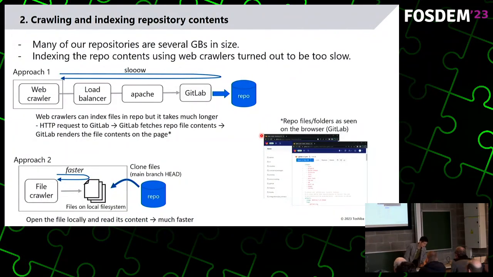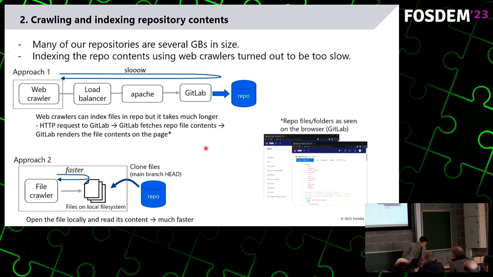The second one is about repository contents. Many of the repositories we have on GitLab are several gigabytes in size. Both GitLab and Redmine have pages to view repository files, so in theory, if you wait long enough, the web crawler is going to index all these contents through those pages. But this turned out to be a complete non-starter, because it's just too slow, quite understandably so.